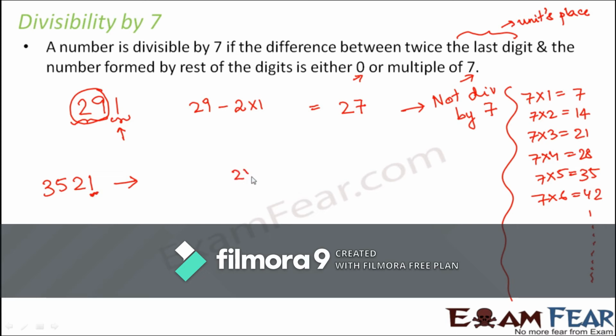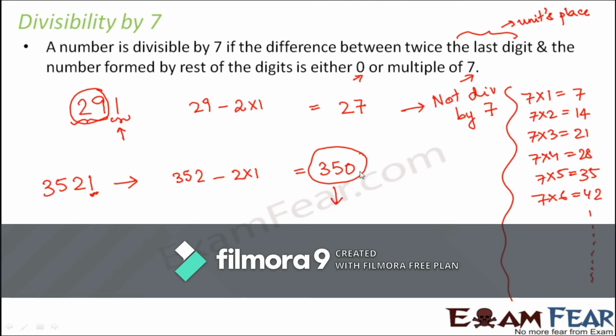First, consider the last digit, multiply it by 2, subtract it from the remaining number, that is 352. So basically it is 350. Now do you know if 350 is divisible by 7 or not? Because 350 is also a big number. So it is difficult to tell if it is a multiple of 7 or not.